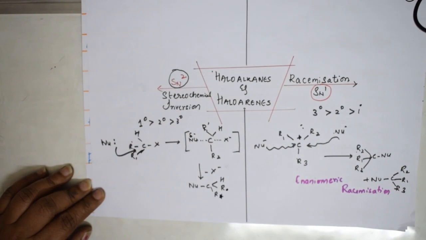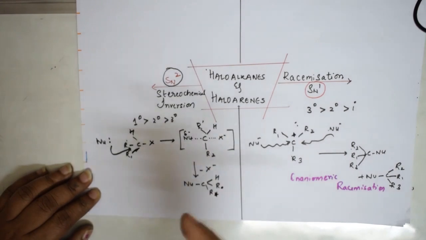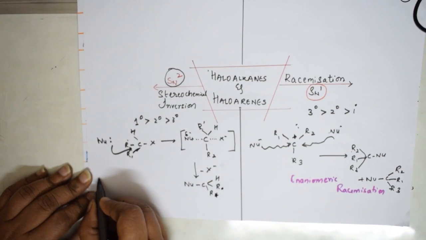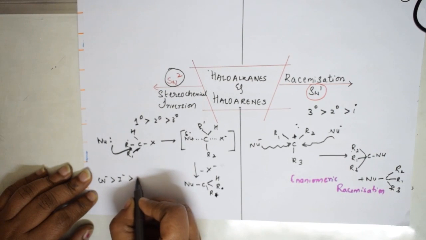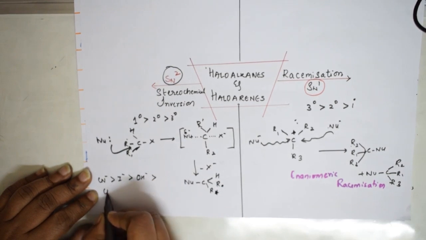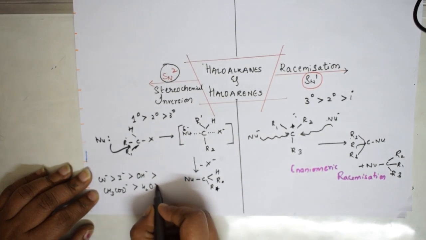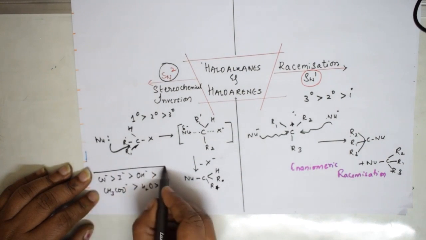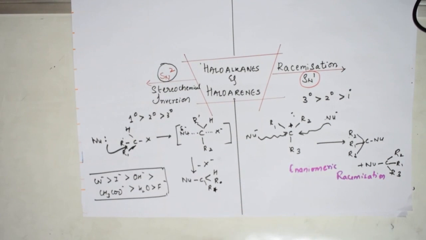So now the order of the nucleophiles, in which it prefers, and see the order: CN minus is greater than I minus, which is greater than OH minus, which is greater than CH3COO minus. All these are nucleophiles. Water greater than F minus. So this is the order of the selection of nucleophiles. So CN minus is highly preferred as a nucleophile.